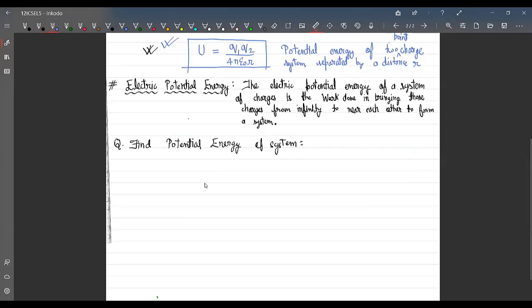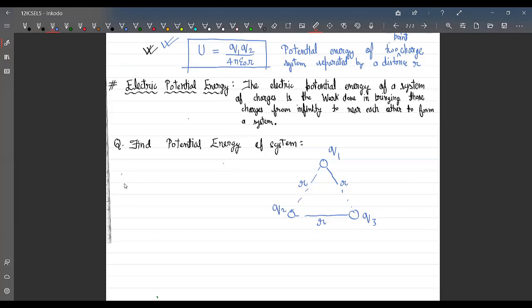And the system is, let us say, like this: three charges, Q1, Q2, Q3, and they are separated by the same distance r. So this is an equilateral triangle. So potential energy in this case is simply written as the sum of all the pairs.